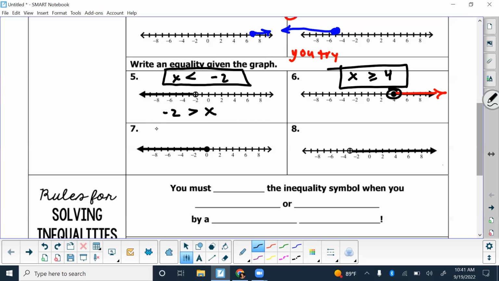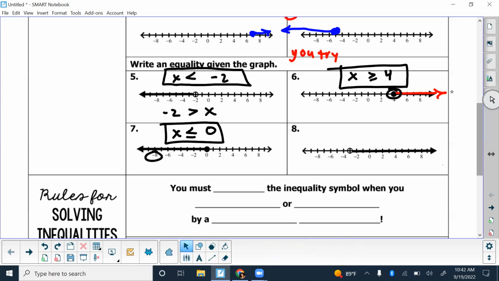What did you get for number 7? With the line underneath, good. So the way you read it is x is less than or equal to 0. Is -8 less than or equal to 0? Is 0 less than or equal to 0? So then that works. And then again, because of the closed circle, you have that line. Questions there?